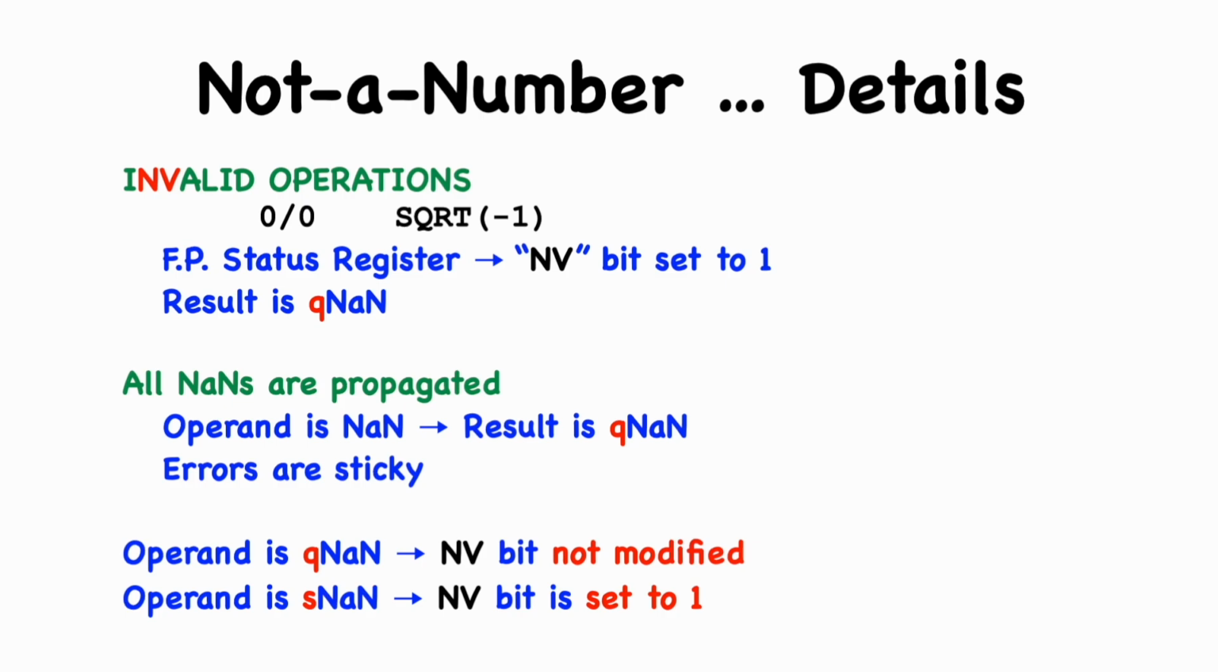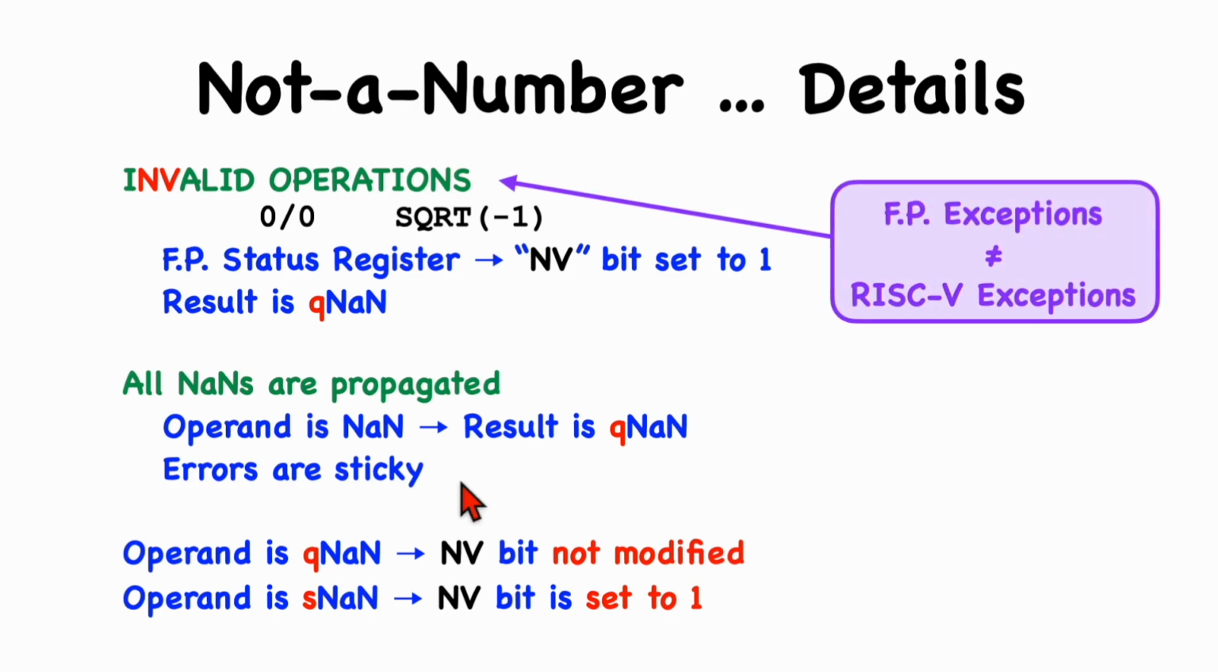Let me note that the word exception can be a bit confusing. For RISC-V, an exception is a sort of trap, and it causes a break in the flow of execution. A trap handler would be invoked and executed. For the IEEE floating point spec, an exception, such as an invalid operation or inexact or overflow, is more like an error condition. The corresponding bit in the floating point status word would be set to 1. And so to avoid confusion, I prefer to call a floating point exception an error condition.